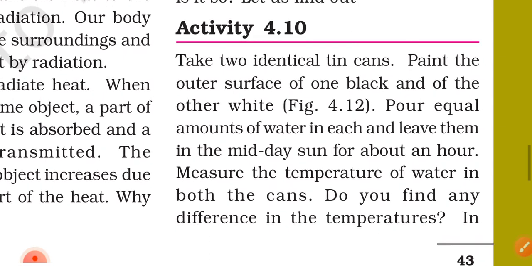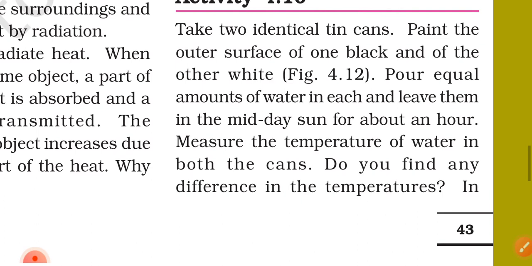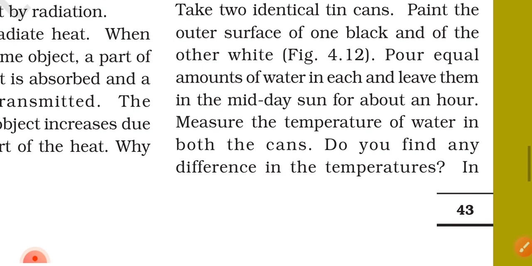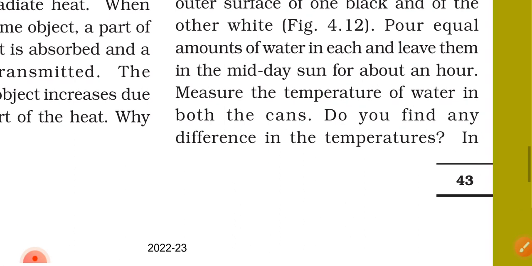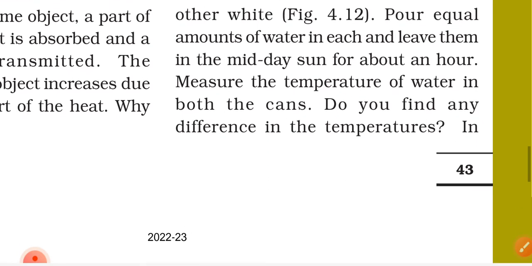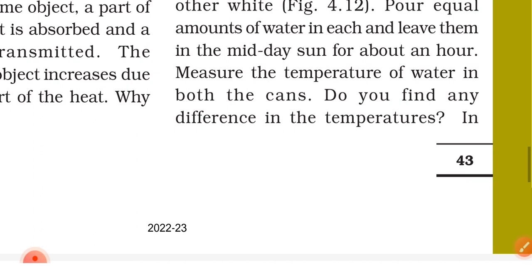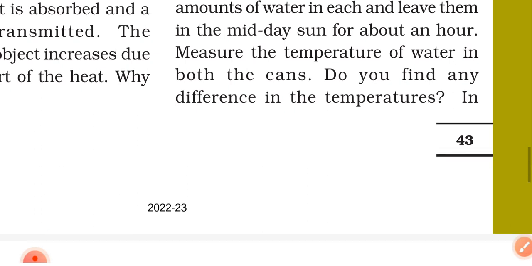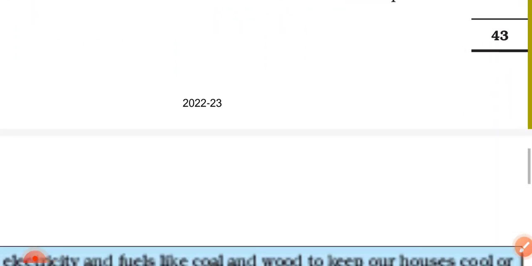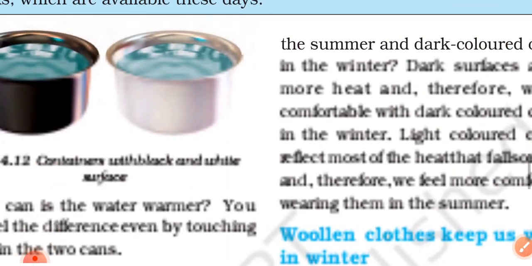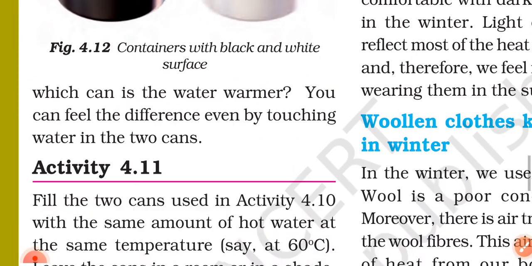Activity 4.10. Take two identical tin cans, paint the outer surface of one black and of the other white. Pour an equal amount of water in each and leave them in the midday sun for about an hour. Measure the temperature of the water in both the cans. Do you find any difference in the temperature? In which can is the water warmer? You can feel the difference even by touching the water in the two cans.